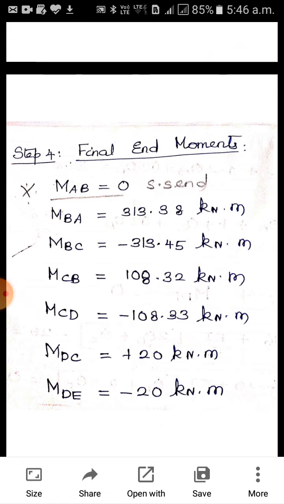That I already told you. MDE, you'll get the answer as minus 20 only, because already we put it in the first step. Again, you can check here, MDC will be equal to 0. And what about MED? Tell me what is the value of MED? It is equal to 0. E does not have any support. It is a free end as in a cantilever. So it is always equal to 0.